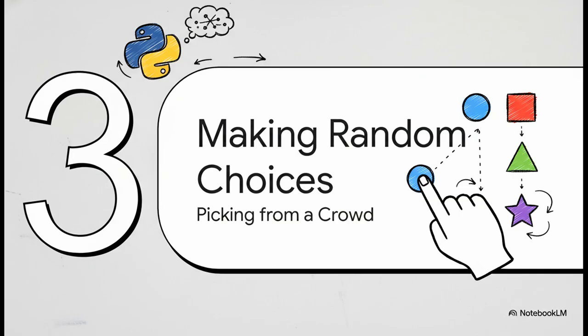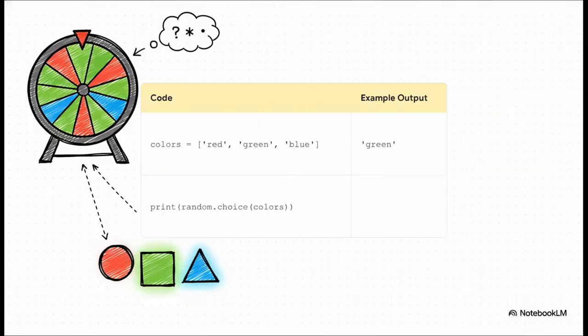Generating numbers is awesome, but a lot of the time you need to make choices from a list of things. The random module has some really powerful tools for exactly that. The simplest tool here is random.choice. You just hand it a list, or any sequence really, and it plucks out one single random item. It's perfect for things like picking a random winner from a list of names.